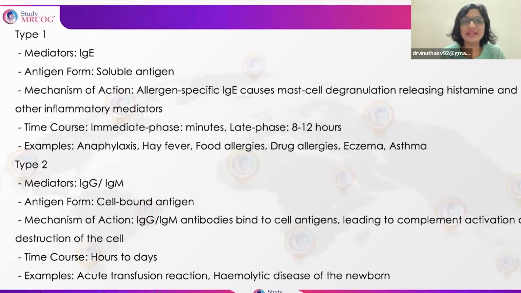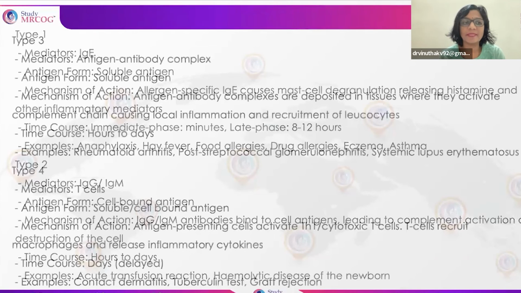Type 2 is mediated by IgG and IgM. Here it is cell-bound antigen. IgG and IgM bind to antigen and trigger complement activation, and this leads to cell destruction. The best examples are acute transfusion reaction and hemolytic disease of newborn. This can start anywhere between hours to days.